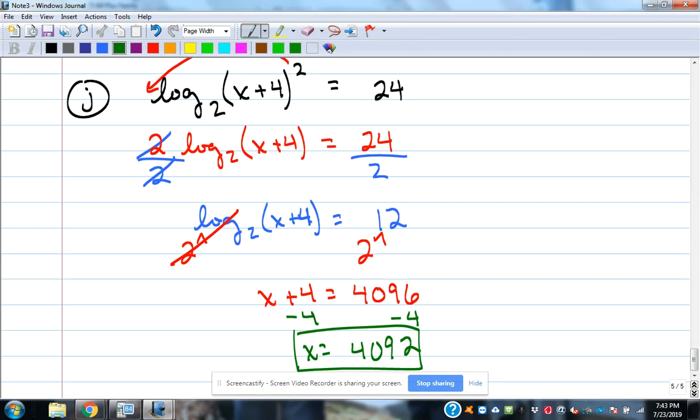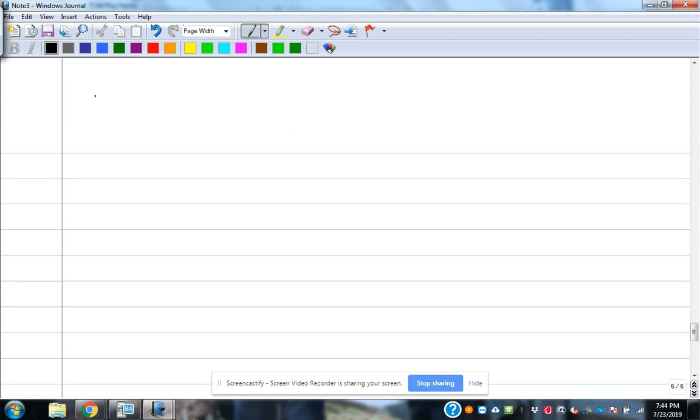So, one log in the problem: get that log by itself, then try to get rid of any exponents you might have, and then exponentiate. That's going to be the key to that. Let's look at one that maybe has more than one log in it. And this is where those properties of logs come in. We kind of used the power rule there on that last problem.